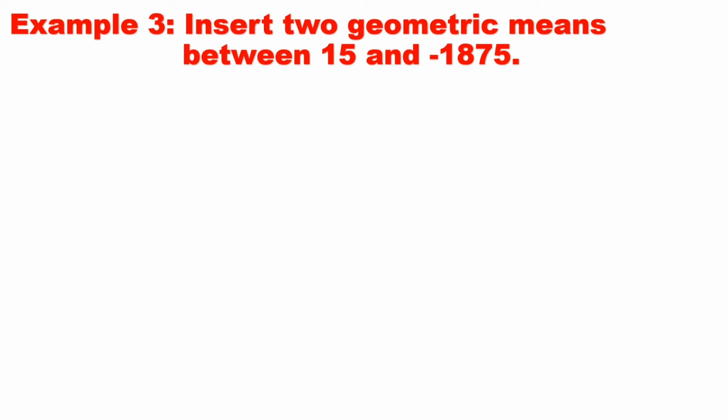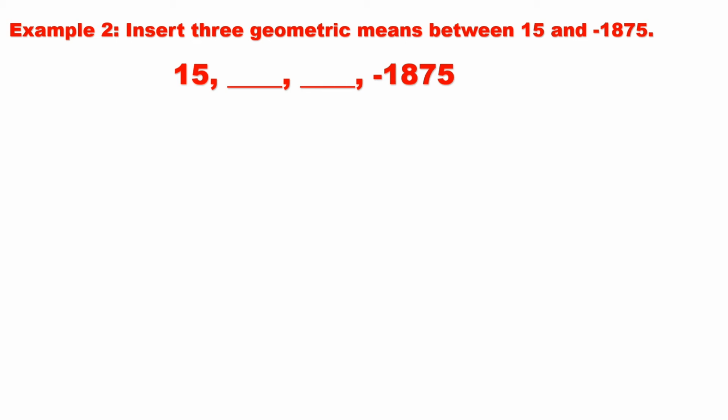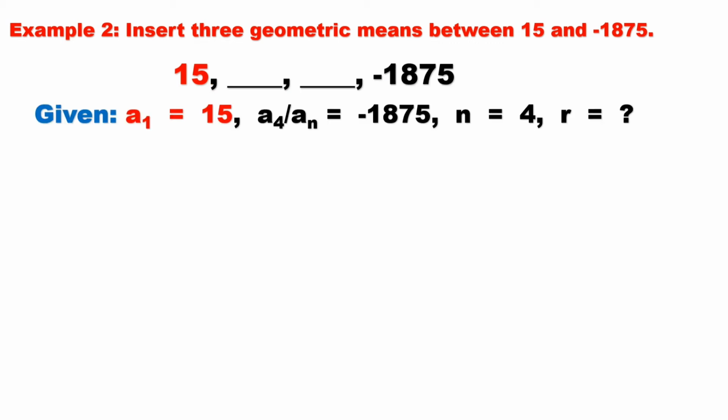Example 3. Insert 2 geometric means between 15 and negative 1,875. To illustrate the problem, we have 15, 2 blanks for the 2 missing geometric means, and negative 1,875. For our givens, A sub 1 equals 15, A sub 4 or A sub n equals negative 1,875, and n equals 4, and R is question mark.